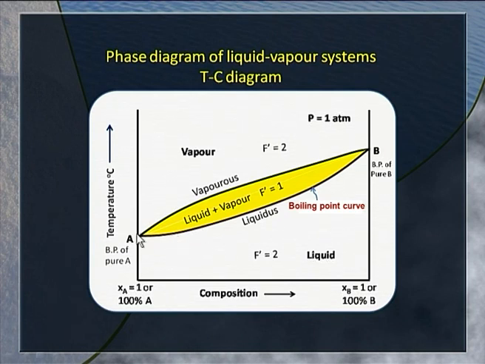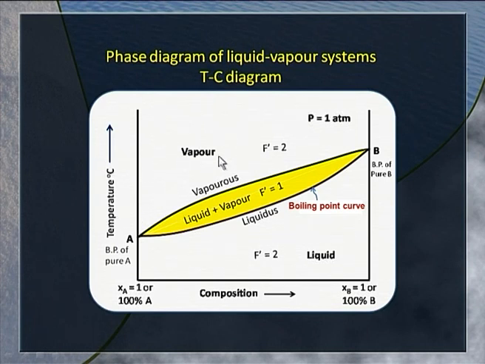This is exactly the mirror image of the PC diagram. Liquid A had higher vapor pressure, therefore it shows a lower boiling point. On the contrary, liquid B had lower vapor pressure, its boiling point is higher than that of A, but the diagram remains the same. And you can see one more difference here.